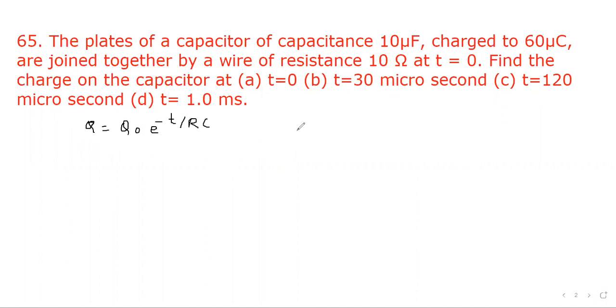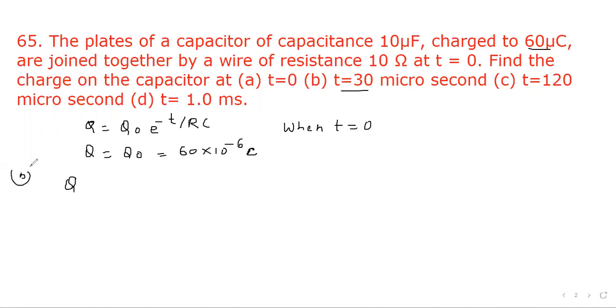Here, when t equal to 0, then Q will be equal to Q0. Q0 is the charge in the beginning, so that is 60 into 10 to the power minus 6 Coulomb. Now, when t equal to 30 microsecond, we can put the value.